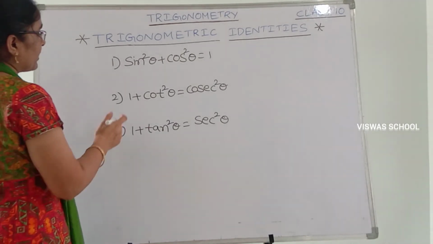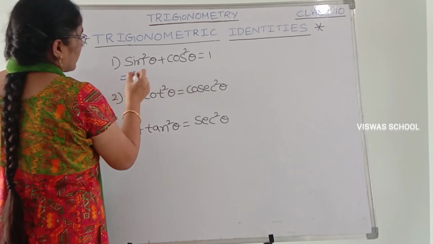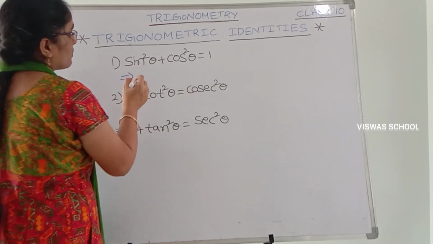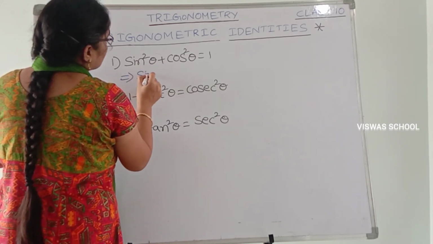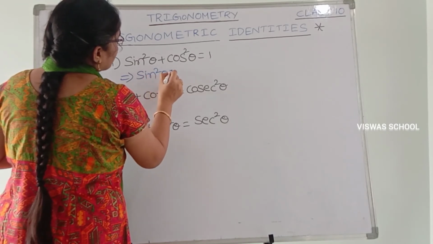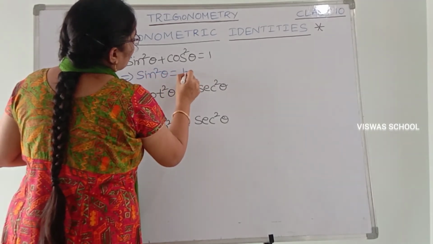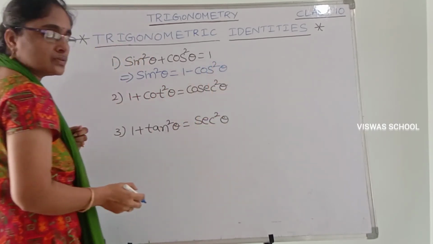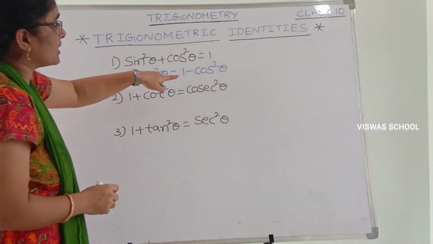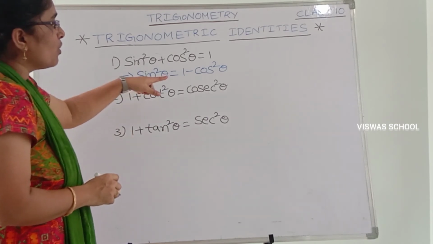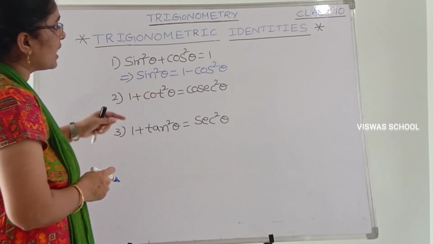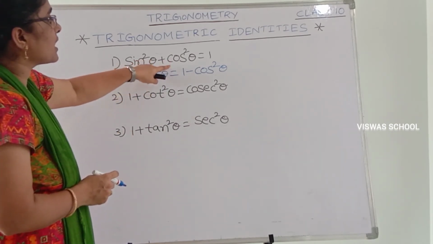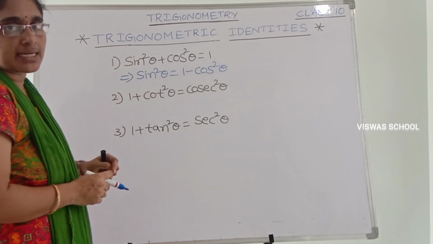From this you can write, this is first one is sin square theta plus cos square theta equals to 1. It can also write as sin square theta is equals to 1 minus cos square theta, or cos square theta is equals to 1 minus sin square theta.